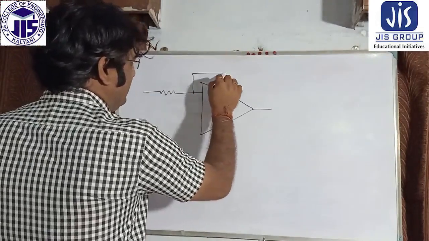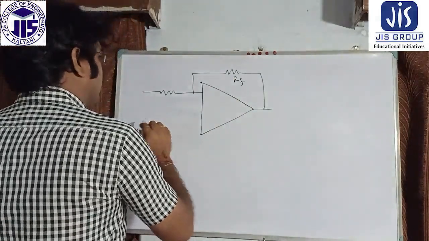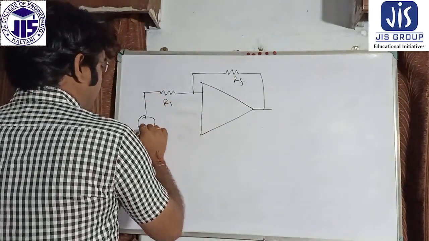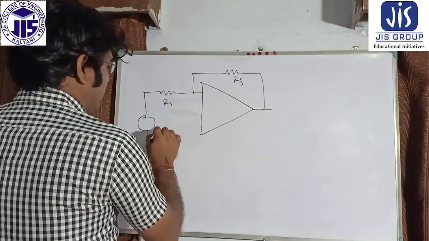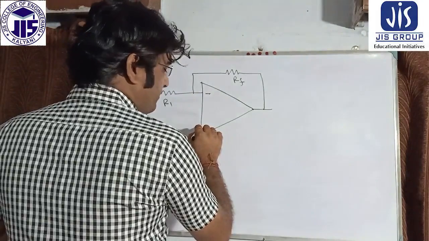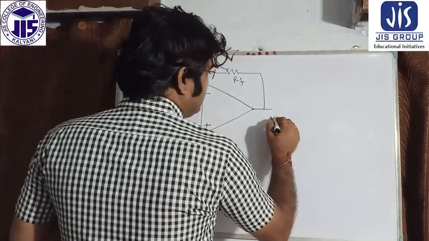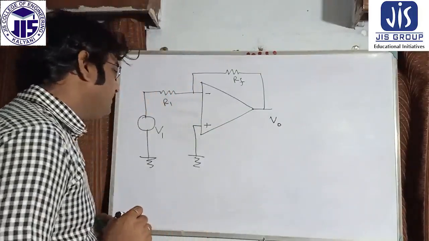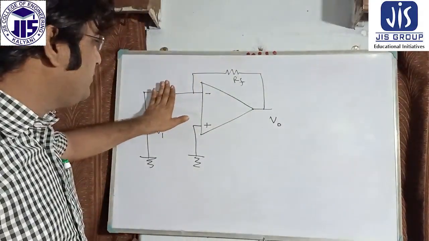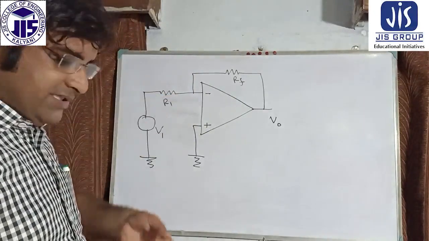So this is the inverting amplifier circuit. This is RF, this is R1, and there is a voltage source, suppose V1. This is the inverting input, and this is the non-inverting input, which is grounded, and this is the output voltage V0. In the previous case, I replaced this particular R1 with a capacitance.